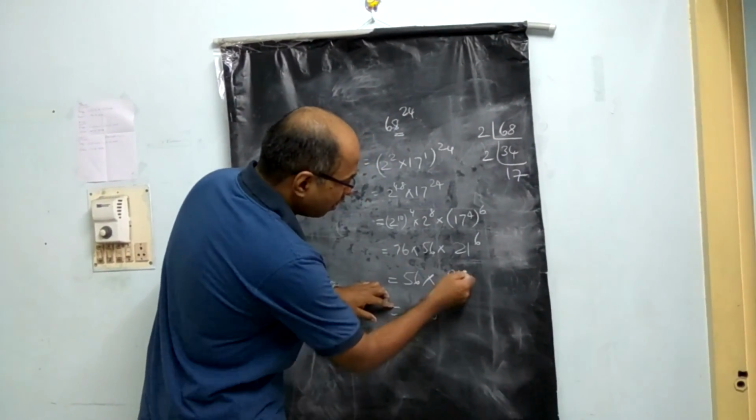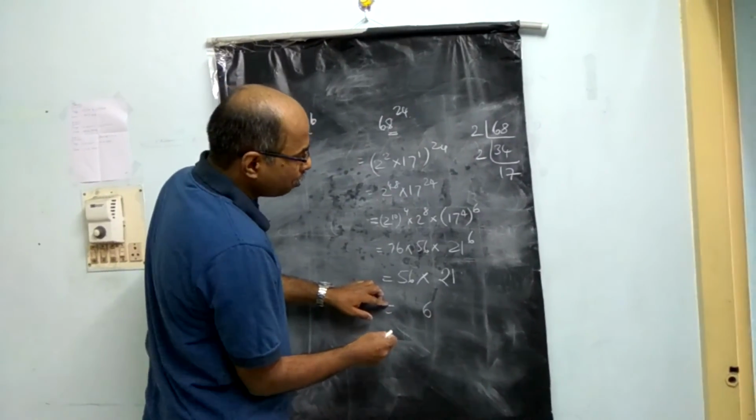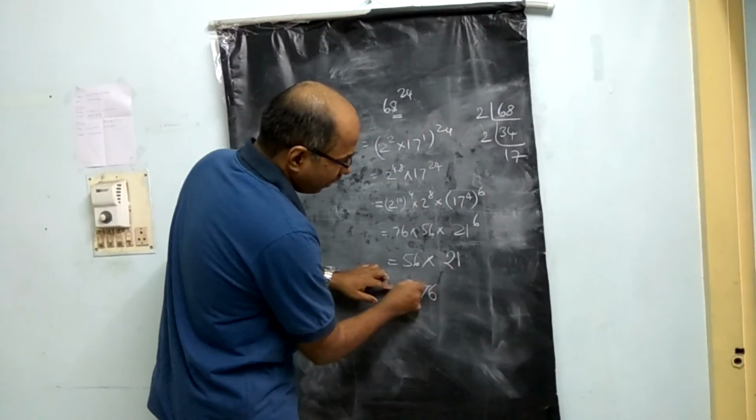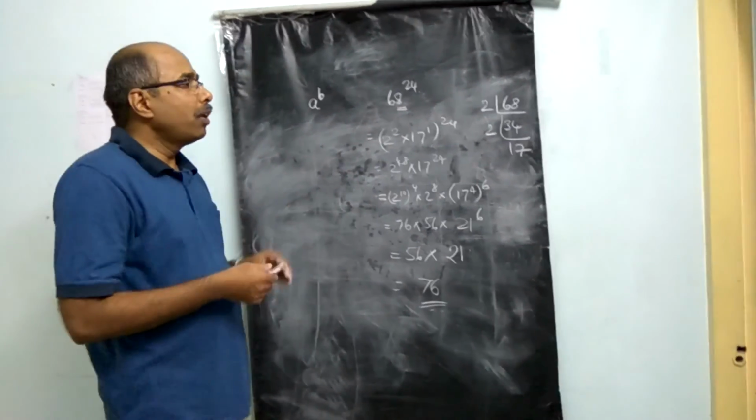So 6, 5 plus 2 will be 7. The last 2 digits will be 76. So this is how we have to proceed.